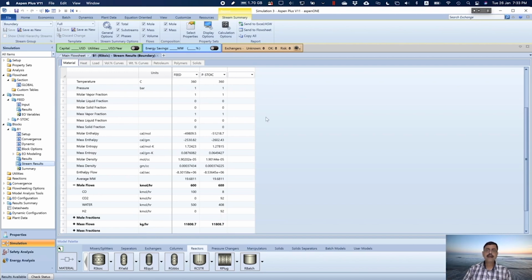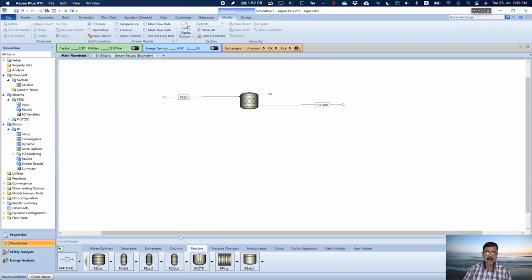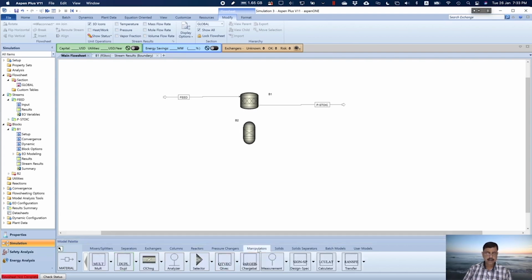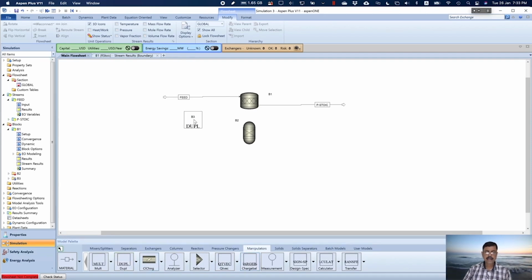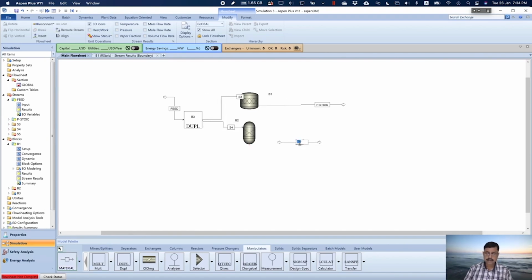Now let us see how R yield works. For that, let us go to the main flow sheet once again. Bring in R yield over here. We shall use the same feed over here. So let us first use a manipulator. Here is a duplicator. We shall connect this line with the duplicator, and then we'll do the material stream connection between the duplicator and the reactors. And we have to rename it. Let us rename it as P yield.